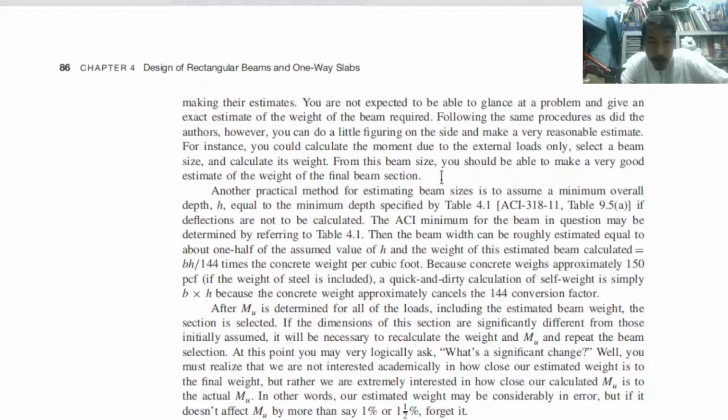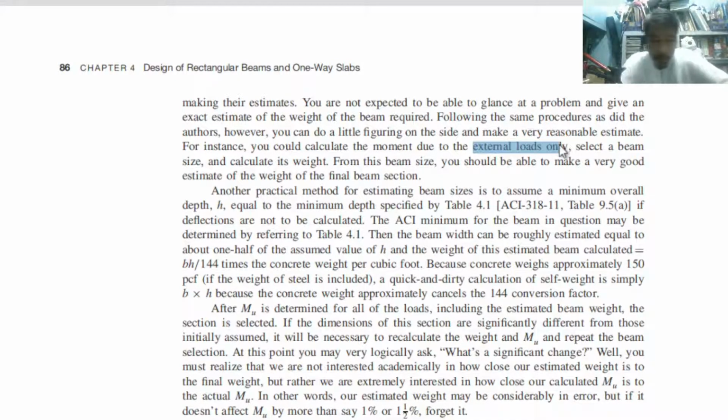So for the initial estimate, the weight is from what? Due to external load only, because the weight of the beam must also be included as a load. Self-weight is a load, actually a dead load, so self-weight must be computed. So you have the initial estimate with external load only, not including the self-weight.